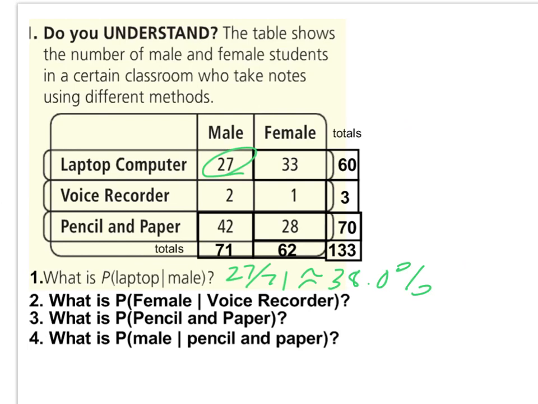Next one, the probability the student is female, given that they use a voice recorder. Well, the given condition of the voice recorder means that we're only looking at this row here. So there's 3 total students, one of which is female. So 1 out of 3 for 33.3 repeating percent.